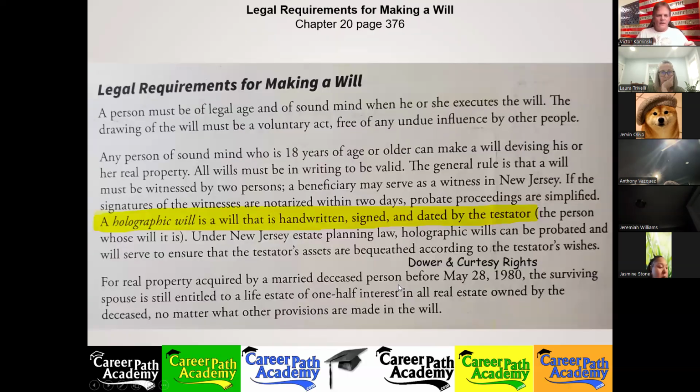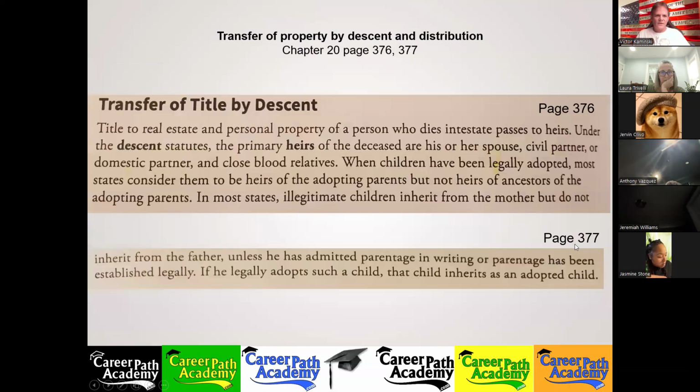Oh, wait. For property acquired by married deceased persons before May 28, 1980. Okay. Any property acquired after May 28, 1980, your spouse only has the right of joint possession, which is the primary marital residence. So, title to real estate and personal property of a person who dies intestate passes to their heirs under the descent statutes, and the primary heirs of the deceased are their spouse, civil partner or domestic partner, and close blood relatives.